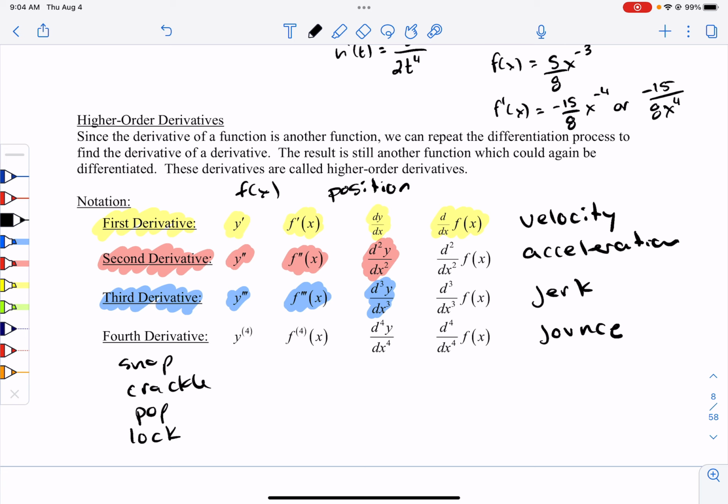We are going to deal with these two a whole bunch. We're going to use the first, second, and sometimes we'll use the third derivative. Not a lot, but sometimes we will use it. Just don't expect to go into snap, crackle, and pop, at least not in this class.